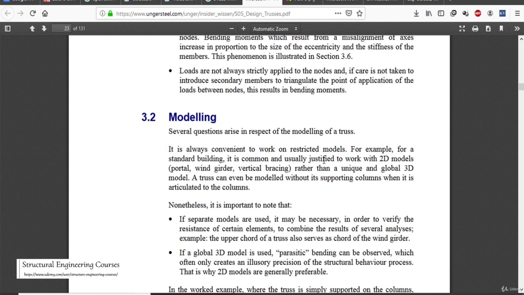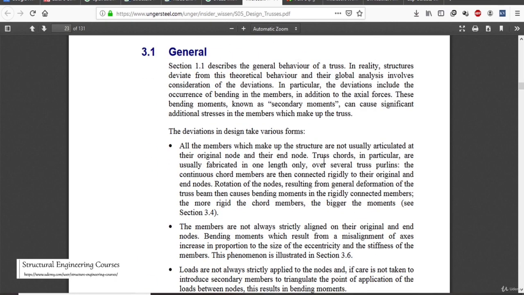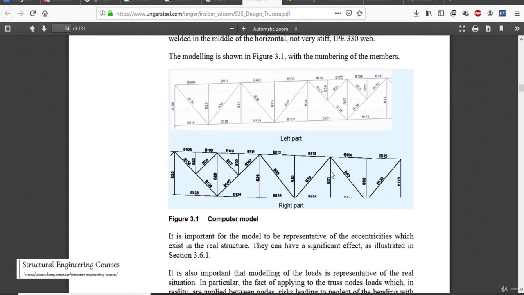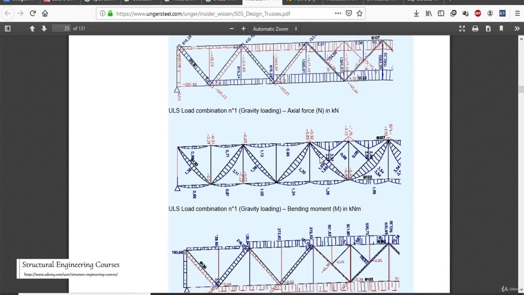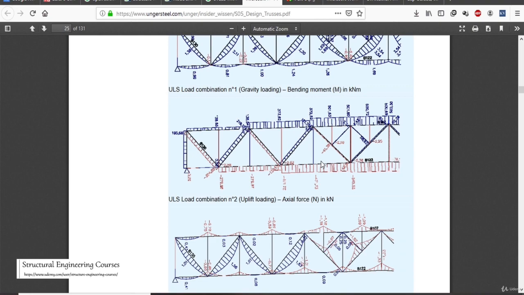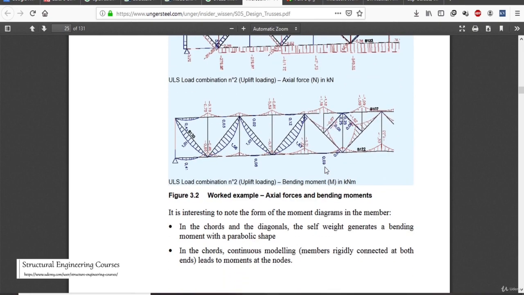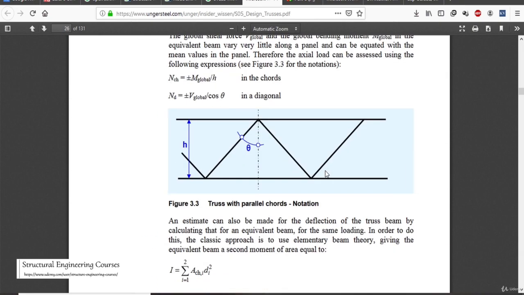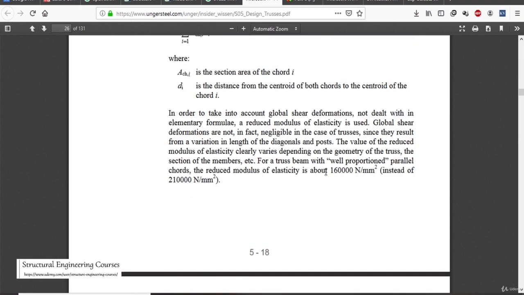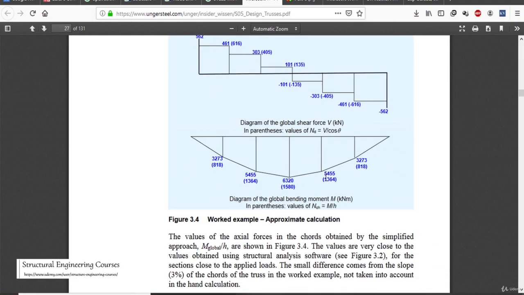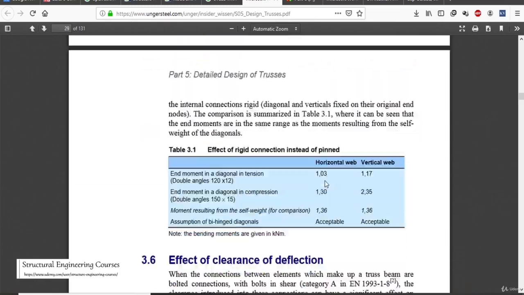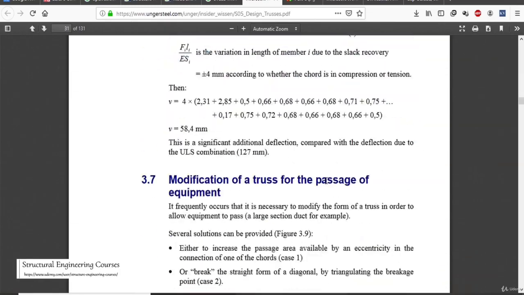So modeling can be done in any software, let us say ETABS or SAP 2000 or STAAD, or any local software that either your organization has a license for or you have a license for. And simplified, you can also calculate the forces in those truss sections manually, but obviously it is time taking.